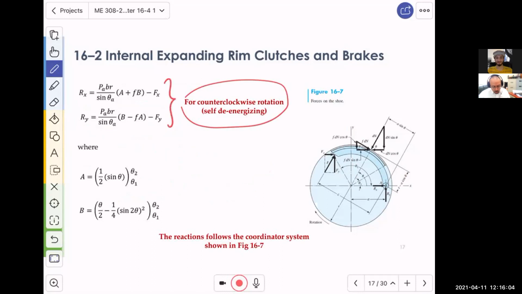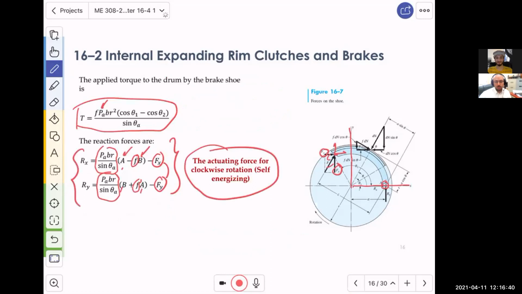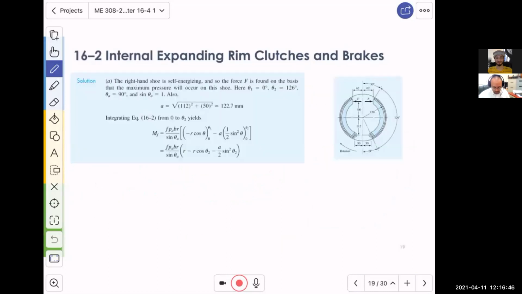Then we will end up with almost the same equation. There are only a few minor differences. What is A and B? These are A and B, and you need to evaluate A and B for theta 1 and theta 2, and then you substitute them back. The good thing is that A and B are applicable for the self-energizing reactions as well as the de-energizing reaction. You don't need to solve it twice. Once you solve them once, you can substitute them into these two equations and these two equations. You understand that? Okay.